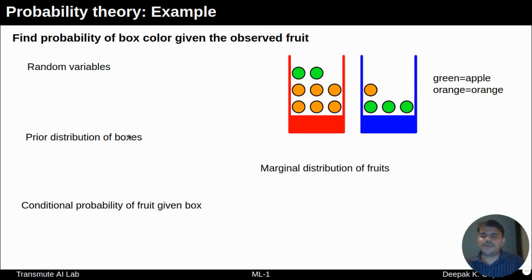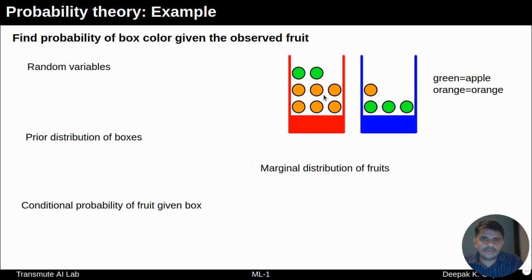Now, we have read a lot of concepts. Now let's look at this simple example to give you an idea of how these different concepts can be used. What we have here are two boxes, a red box and a blue box, and the greens denote apples and the oranges denote the oranges. Our problem statement is to find the probability of the box color given the observed fruit.